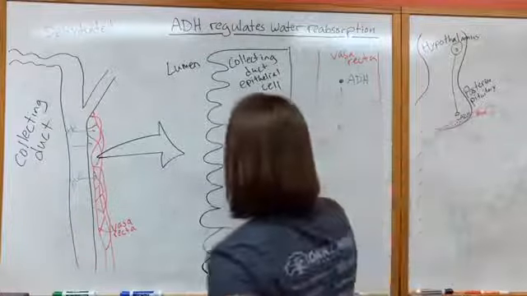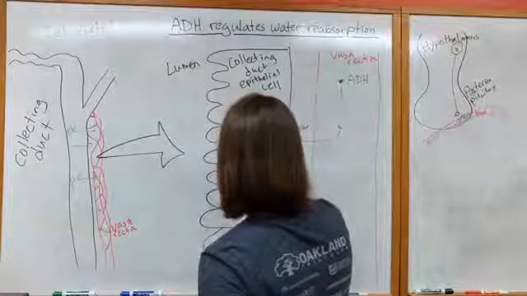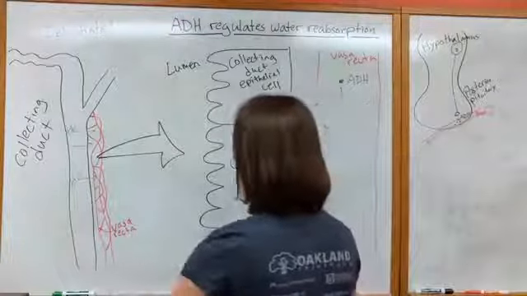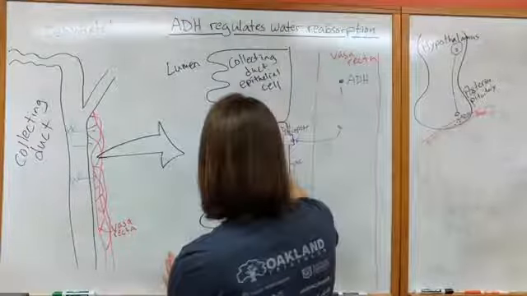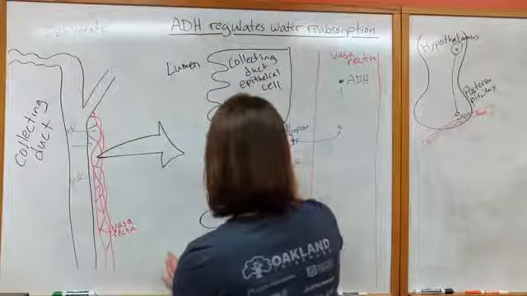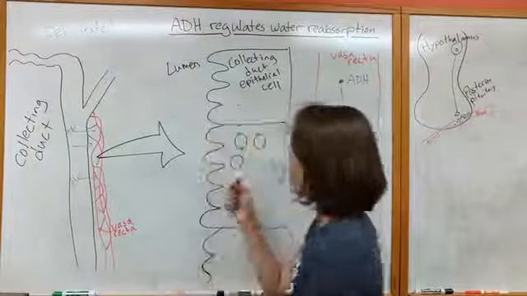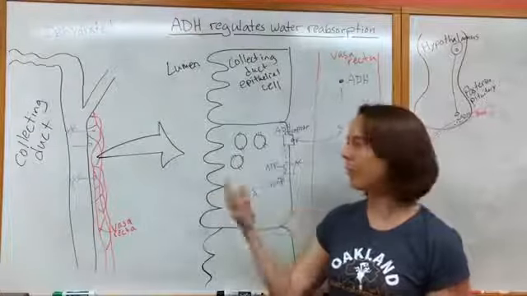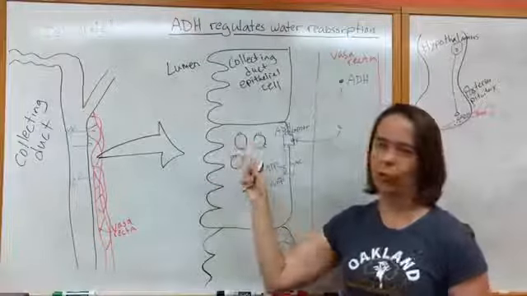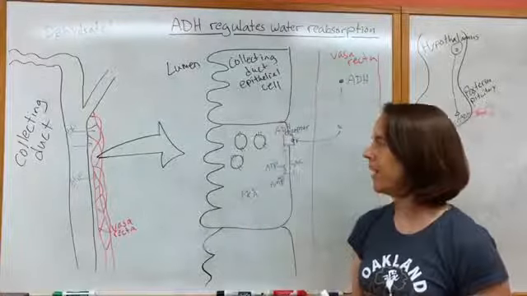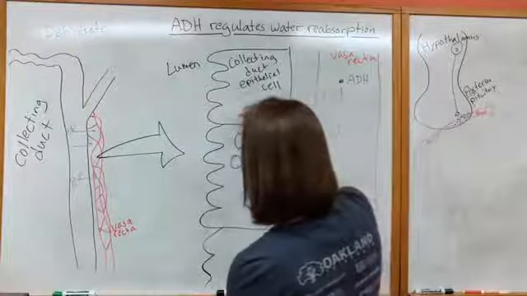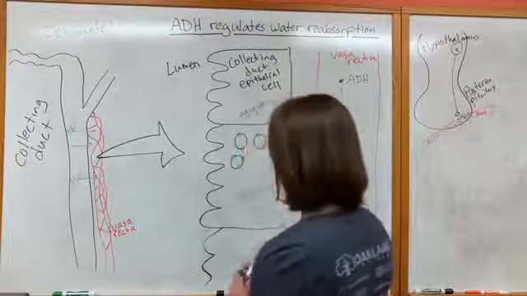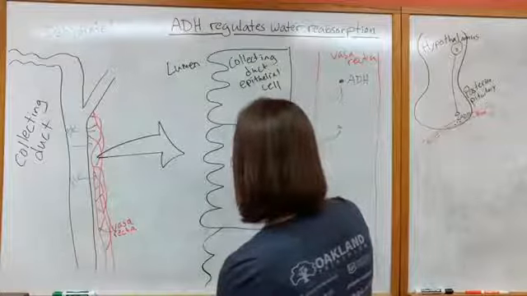So stored inside of these epithelial cells are vesicles, and these vesicles have aquaporins in the membrane. This is actually a very common strategy for cells. So if a cell needs to put more channel or receptor or transporter or something into the membrane, often it will store it in the membrane of vesicles. So let me label that. So these are aquaporins. And right now they're being stored just in the membrane of these vesicles.